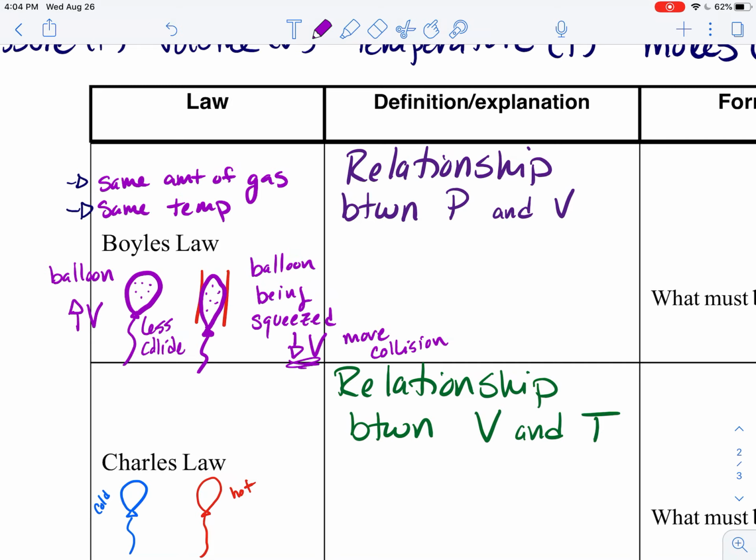So when we're looking at that, and I'll just use arrows, what we see is that as volume is increasing, then the pressure that gas is experiencing is decreasing. And vice versa is true. As the volume decreases, the amount of space those gas particles are allowed to occupy, then the pressure is increasing.